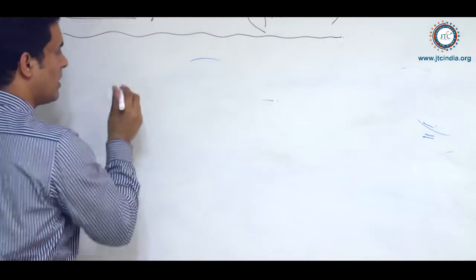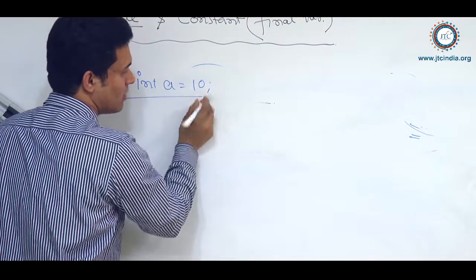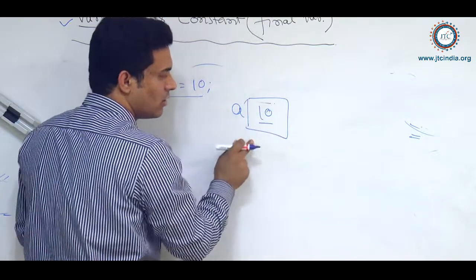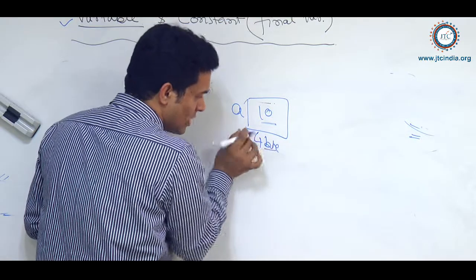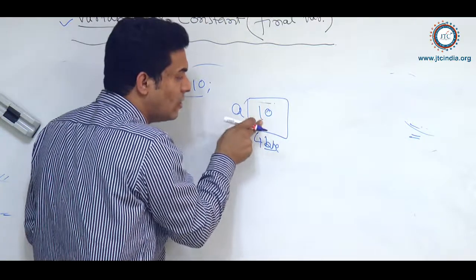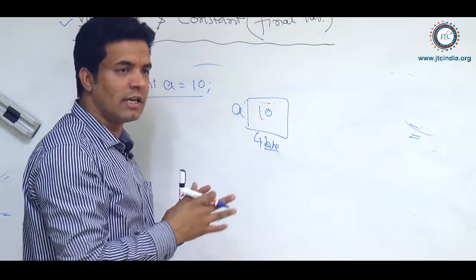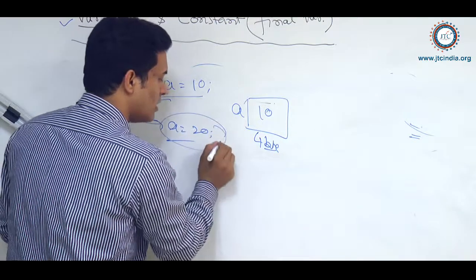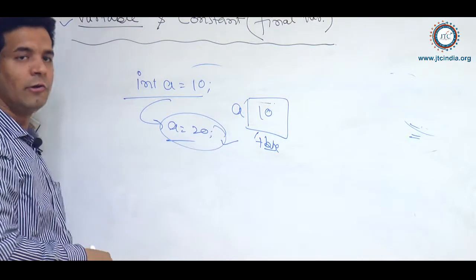Suppose I am writing what I am writing now. If I am writing int a = 10, understand it. The memory which is allocated for a, 10, whatever that memory location would be, with that memory location this value 10 is loosely coupled. Coupling itself is there, but at any point of time a = 20 can be changed, right? So I am saying it is loosely coupled.